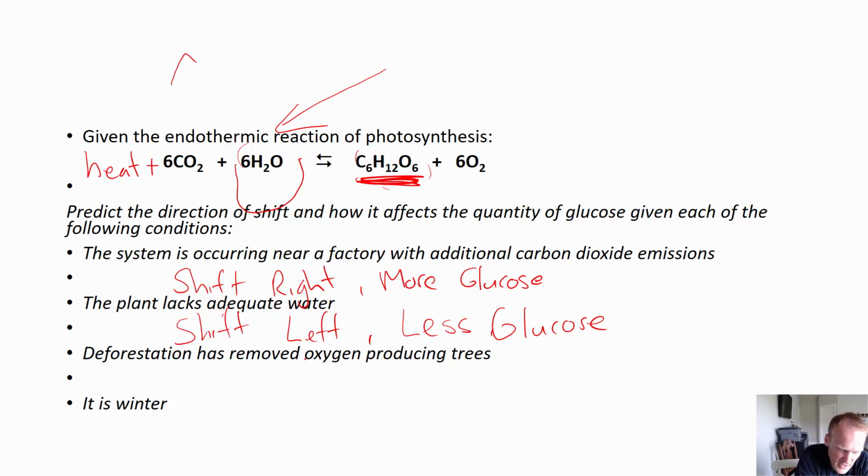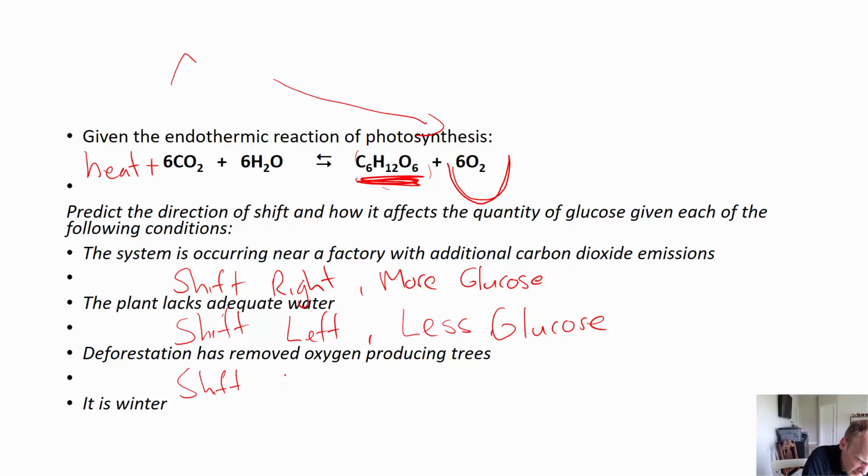Deforestation has removed oxygen from the trees. So that means there is less oxygen. We dug a hole, there's not as much oxygen. We're going to run toward the hole we dug. And therefore we're shifting right. And that's going to produce more glucose.